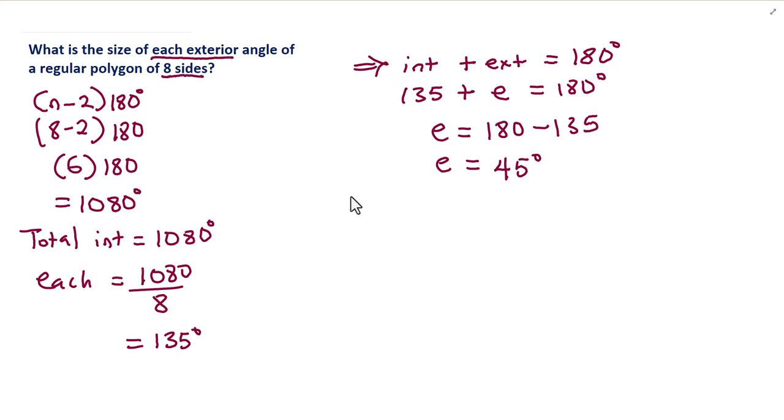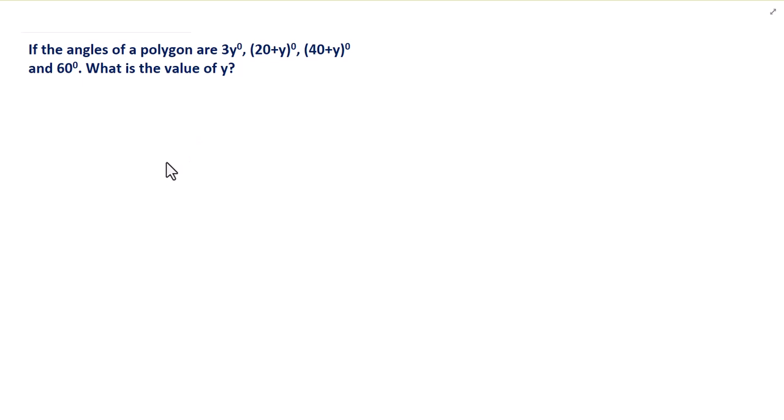Okay, and finally, just one more question, we are done. If the angles of a polygon are this, and this, what is the value of y? The angles here were not specified as interior or exterior, and this can be confusing at times. But whenever you have such a question, it's talking about the interior angles. And we have how many angles here? 1, 2, 3, and 4. This simply means this polygon has 4 sides as well.